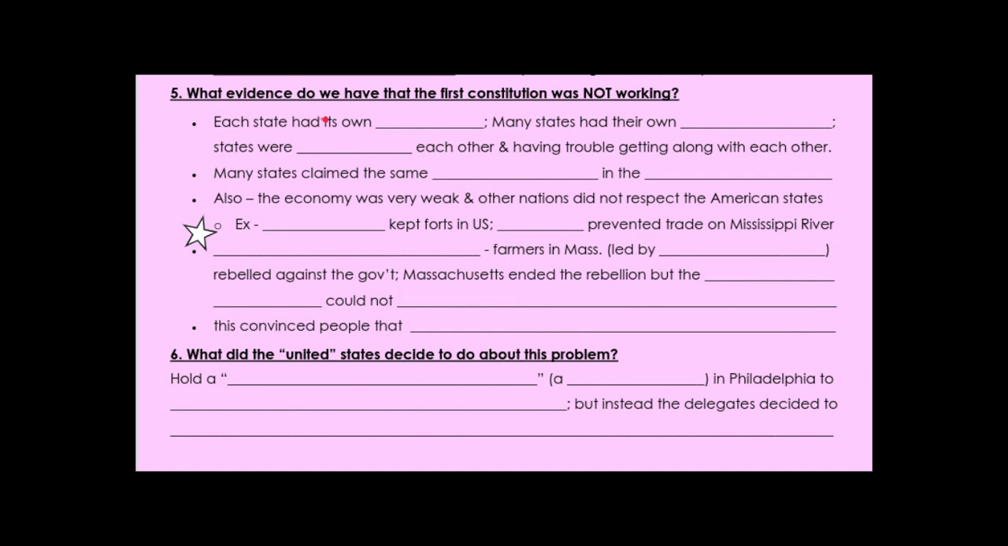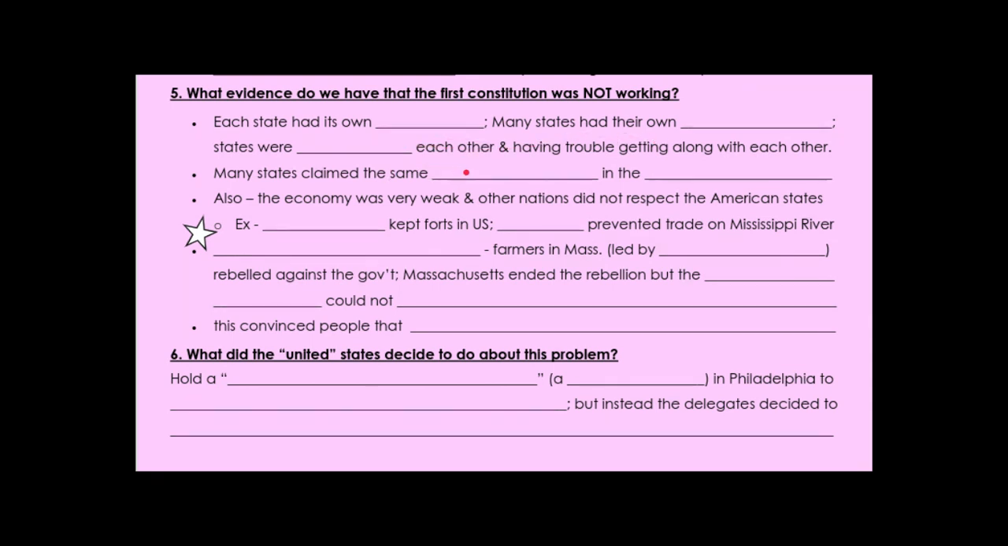So each state had its own money or currency. States were producing their own money. Many states had their own armies. We'll read about this and find out. So states are competing. Remember, these states think of themselves as countries. They have their own money. They have their own armies. States were taxing each other and having trouble getting along with each other.